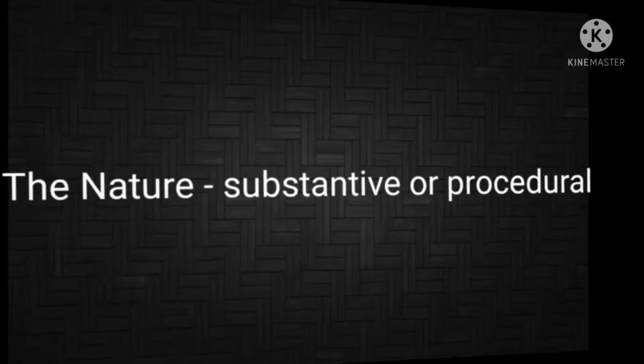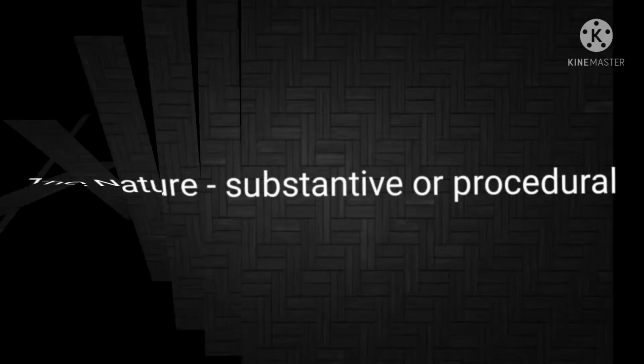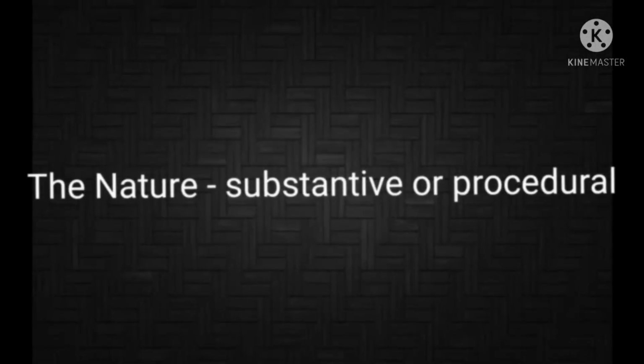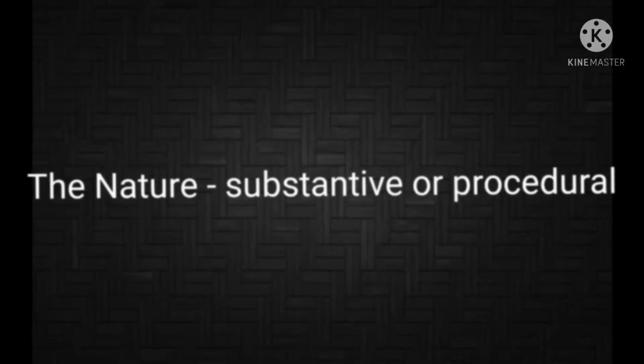Next one is the nature of the act. What the nature of this act is, whether it is substantive or procedural. The nature of the Limitation Act is a rule of procedure, a branch of adjective law. The intention of the law of limitation is not to create a right where there is none, not to extinguish a right where there is one, but to interpose a bar after a certain period to enforce an existing right.